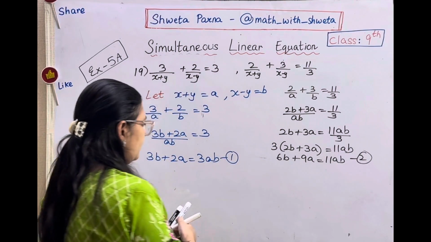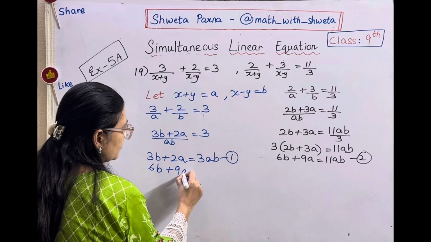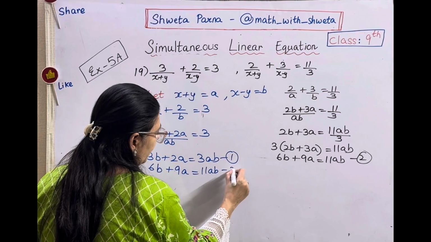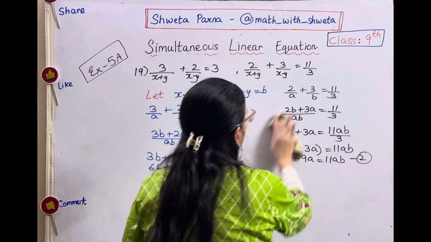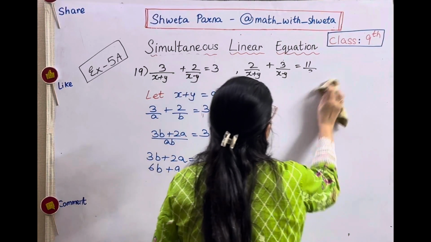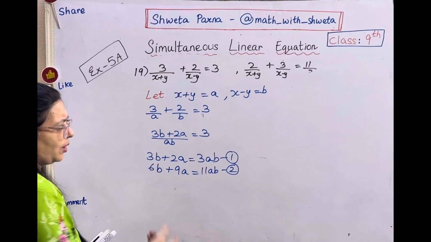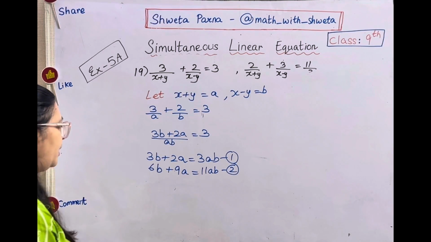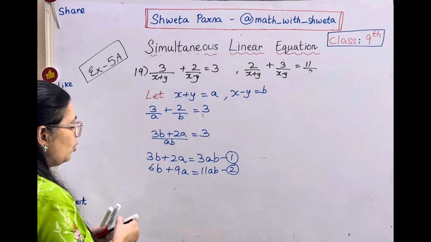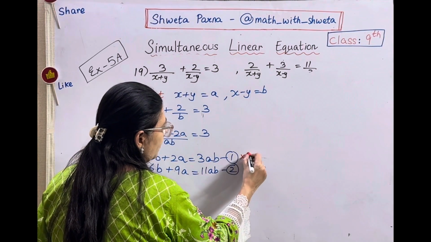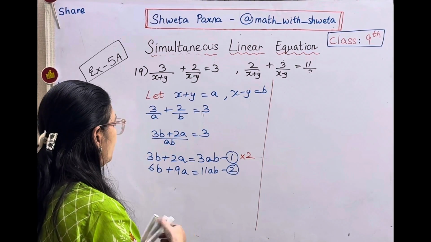I'll write this equation below this. Then we'll judge how to eliminate. 11AB, this is equation 2. Now, here both are positive, here also both are positive. It's your wish, whichever you want to eliminate. Say for example, I find 3 and 6 easier. The LCM is 6. So what I will do is multiply this entire equation by 2. When you multiply this entire equation by 2, what will you get?